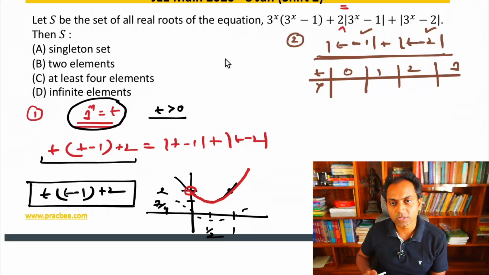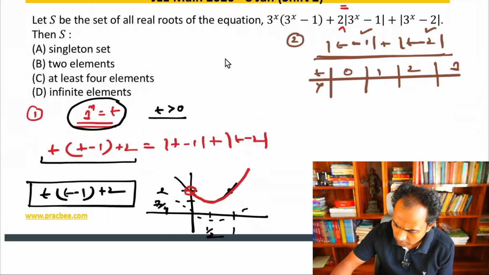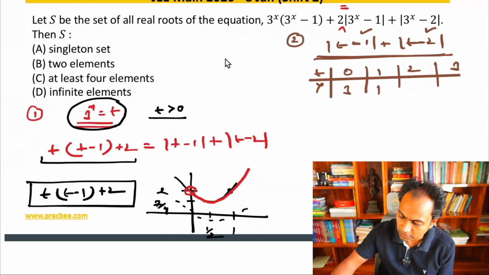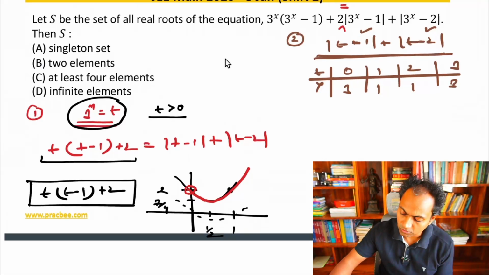If I substitute these values, what am I getting? For t is equal to 0, you will get nothing but 3. For 1, if I put, I will get 1. For 2 also, I will get 1. And for 3, if I put, this will again become 3. So if I plot this graph, this is how the graph looks like.